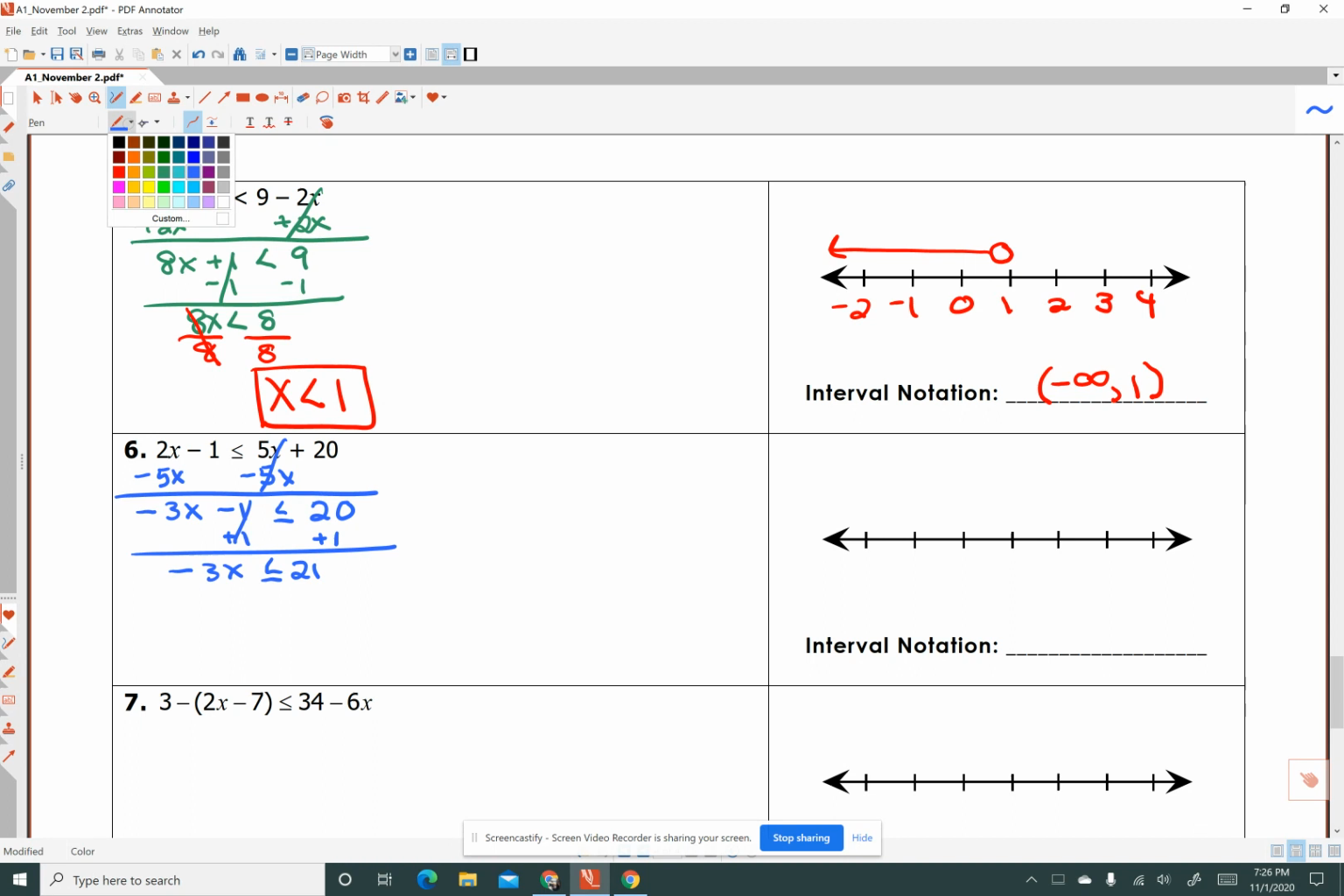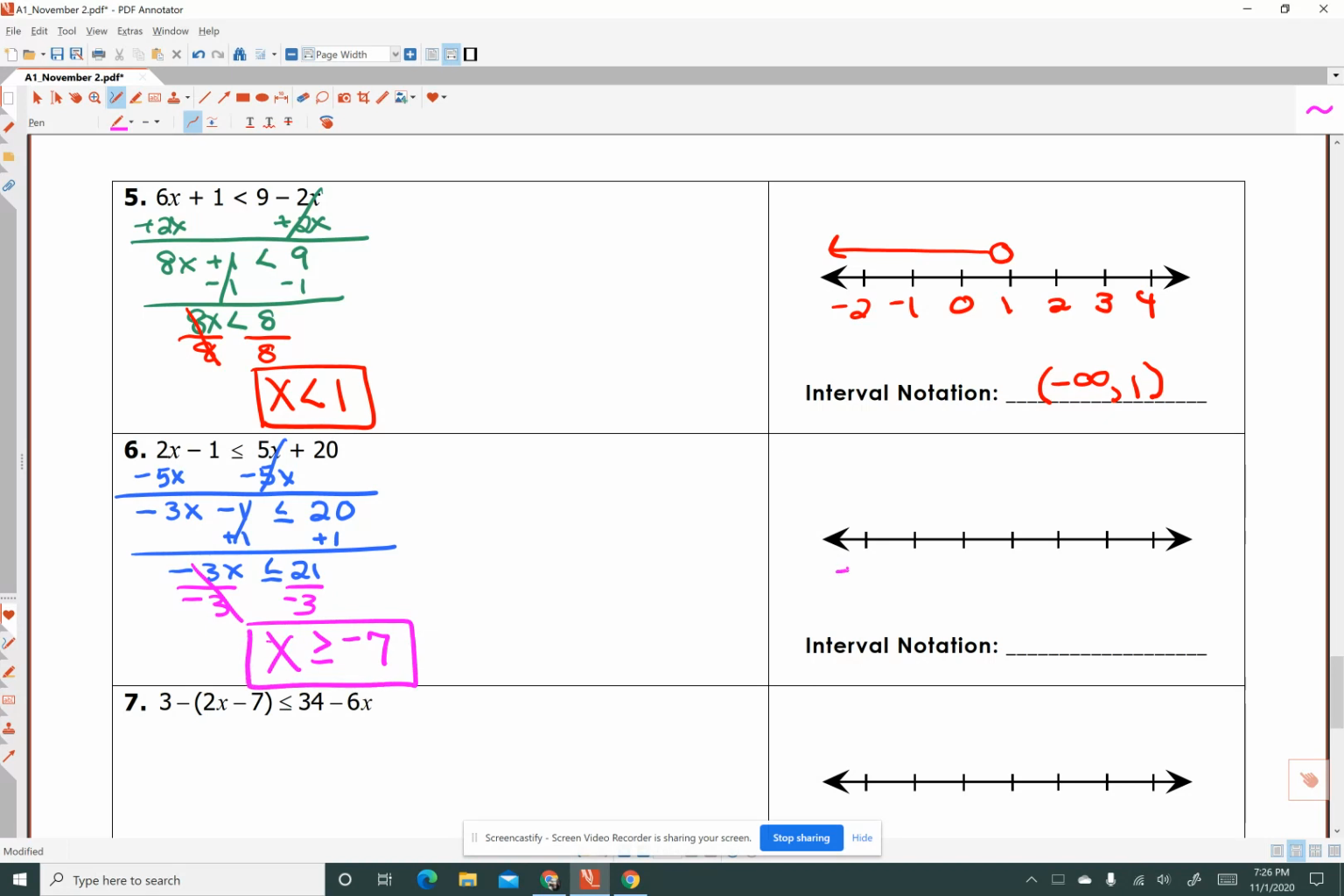Now look, I am dividing by a negative. Negative 3, negative 3. Now x, now I have to flip that inequality, is greater than or equal to negative 7. And let's graph this.